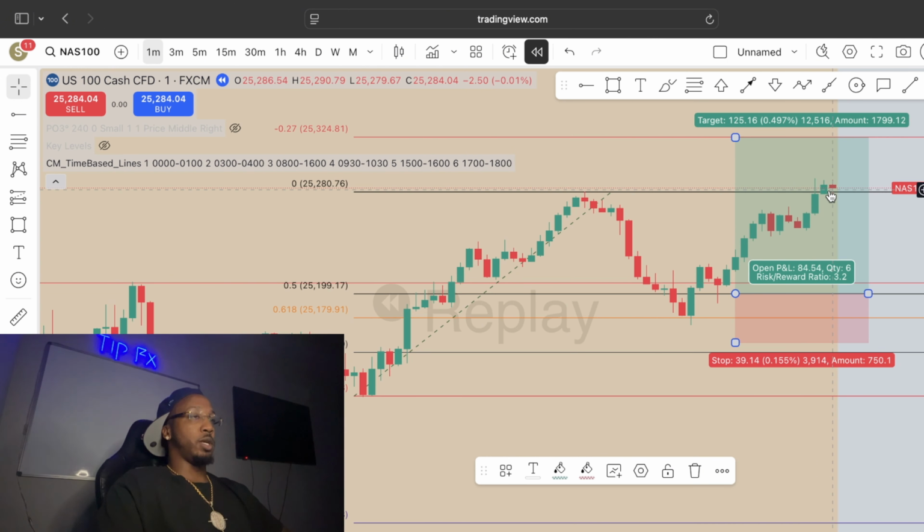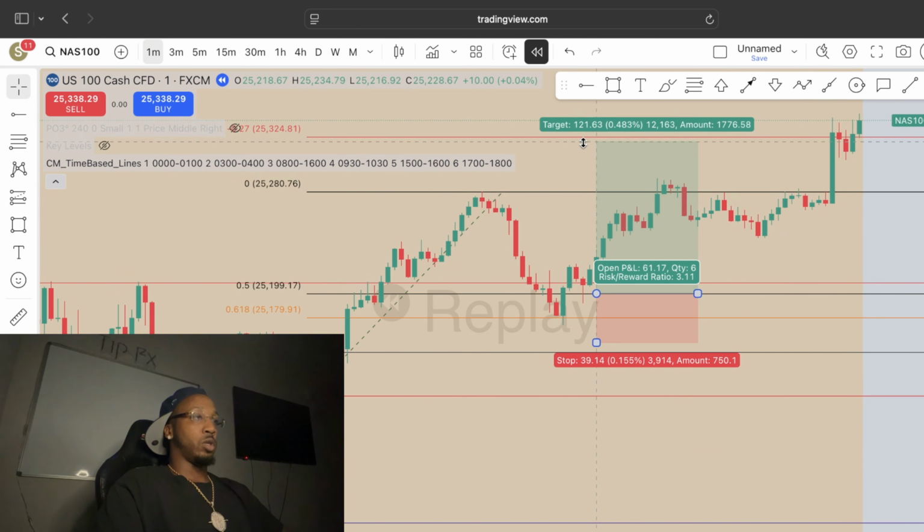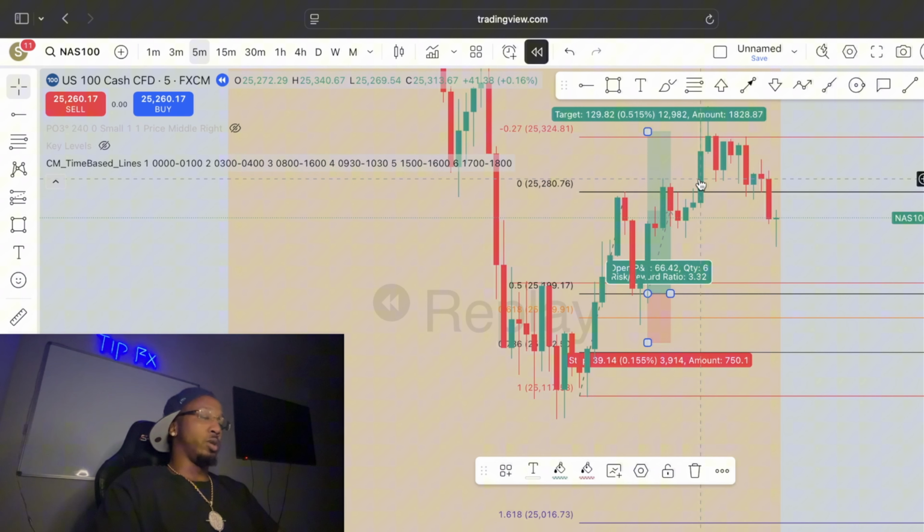This is a 3-to-1, 3.2-to-1 trade. Very good trade. And let's see. Take profit 2 hit right here. And to be honest with you, that's more than enough. That's a 3.2, which you don't get much better than that. It's a good quality trade. It took all but maybe 15 minutes for the first take profit. Another 30, 40, 50 minutes for take profit 2 to get hit.